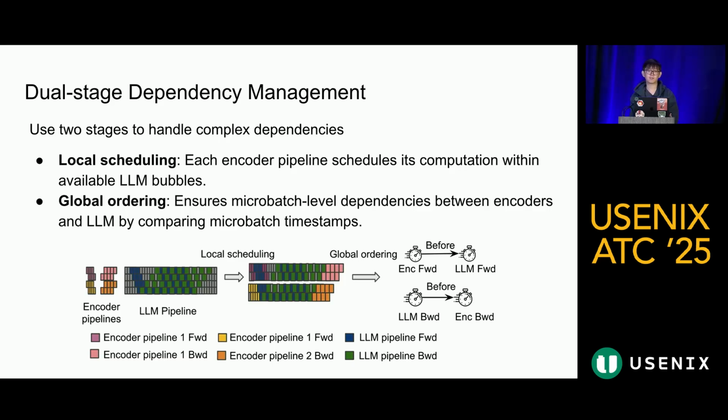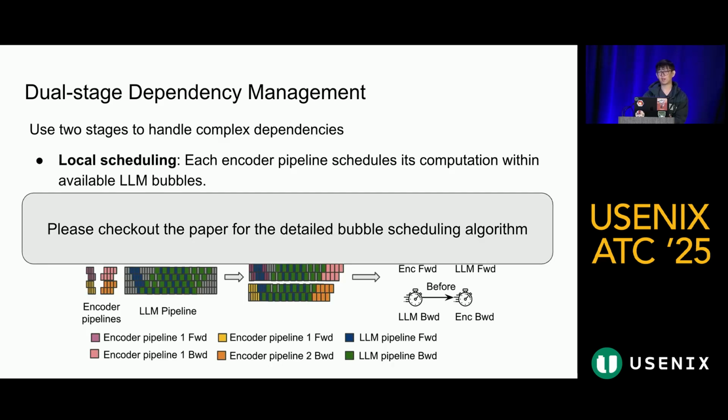It will satisfy the first two dependencies we covered, the iteration dependency and the encoder internal dependency. And we have a second stage called global ordering. It will take a look from the global view. It will check all the macro batches. It will ensure the macro batch level dependency by comparing the time step between the encoder finishing computation and the LLM starting computation. In the paper, we have a detailed algorithm, which is a greedy algorithm.